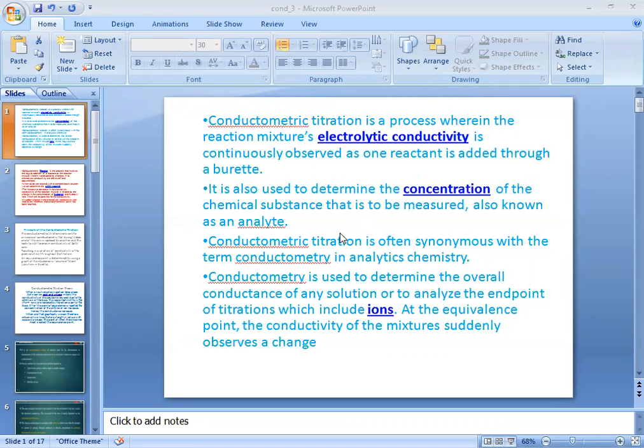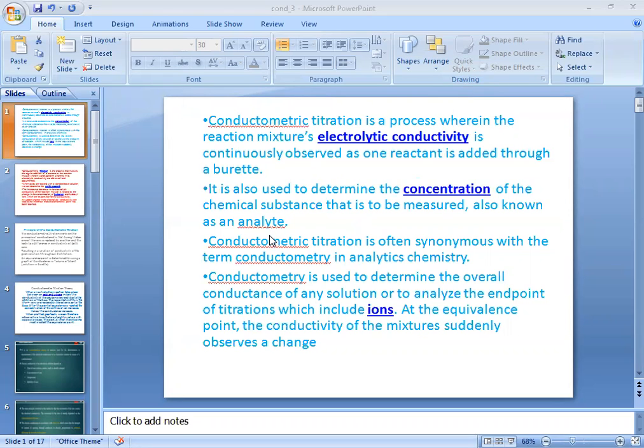Good afternoon, students. Today we are going to discuss conductometry titration. Conductometry titration is a process where the reaction mixture's electrical conductivity is observed as one reactant is added through the burette. Okay, तो हम लोग इसमें electrolyte solution का conductivity measure करते हैं, and that instrument is called a conductometer.